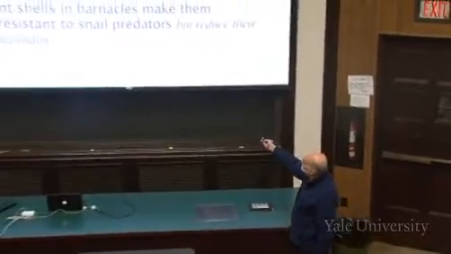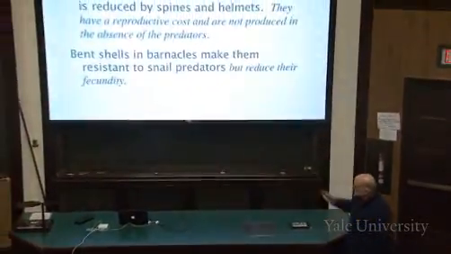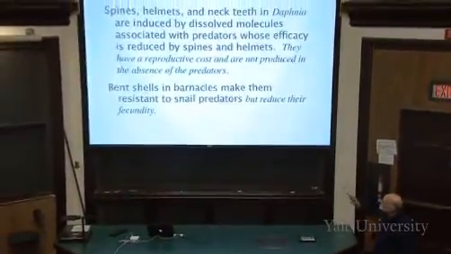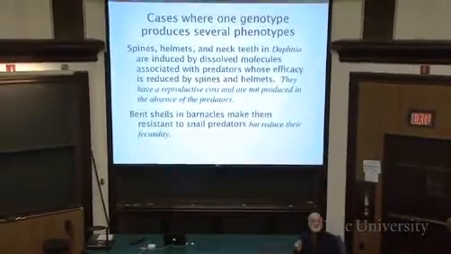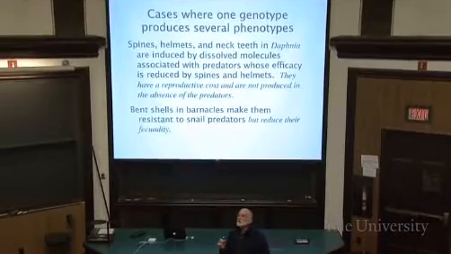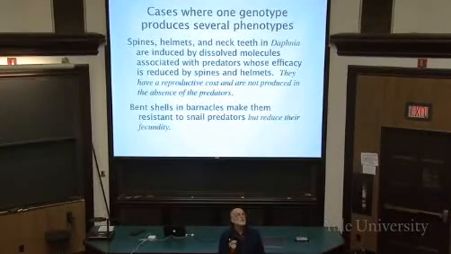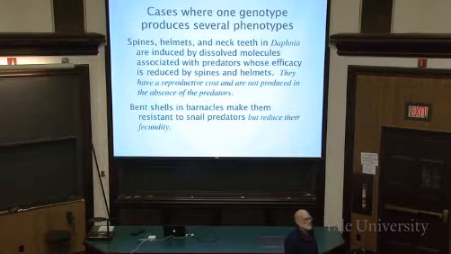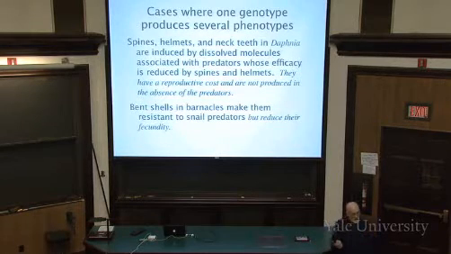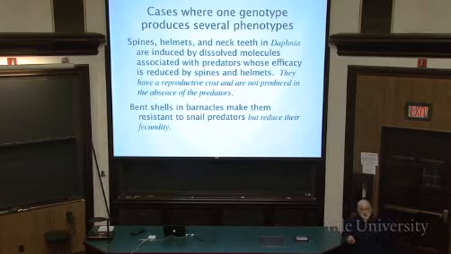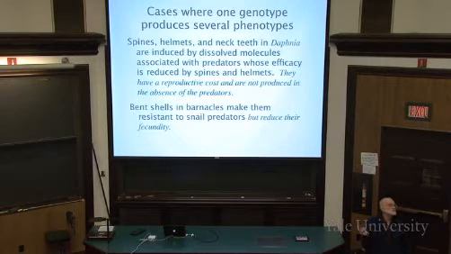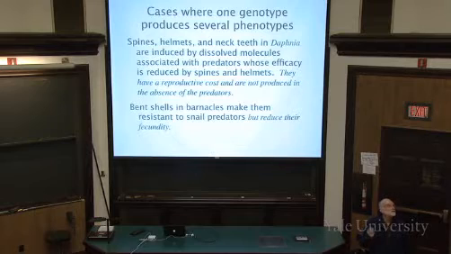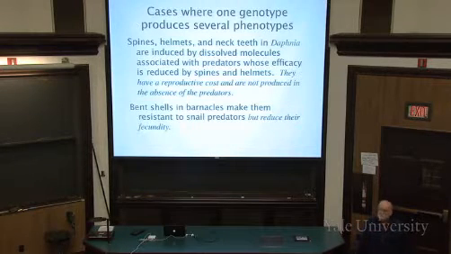There are bent shells in barnacles that do the same thing. They make them resistant to snail predators, but they reduce the barnacle's fecundity. This cost is important. If the cost were not there, then the organisms would make the defensive structure all the time. If it was cost-free, why not do it? Okay? But it's not. It costs them something, and so they're forced to compromise, and they try to minimize the cost of the defensive structures by not producing them unless they get a signal that there's danger.